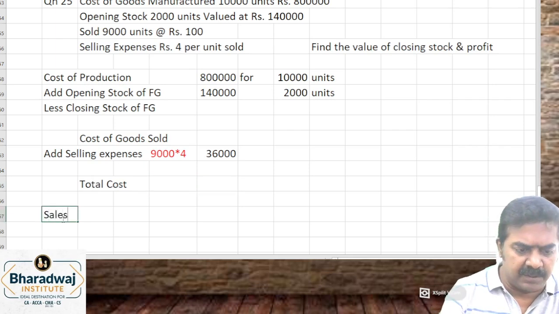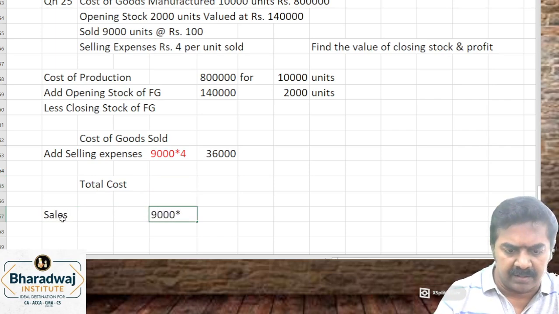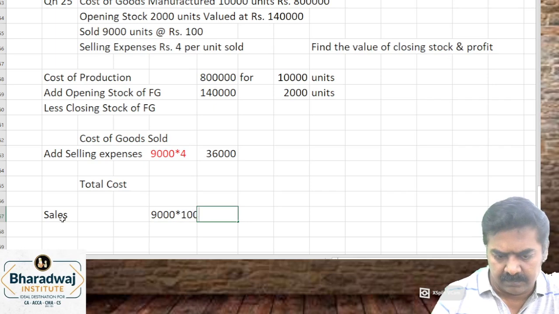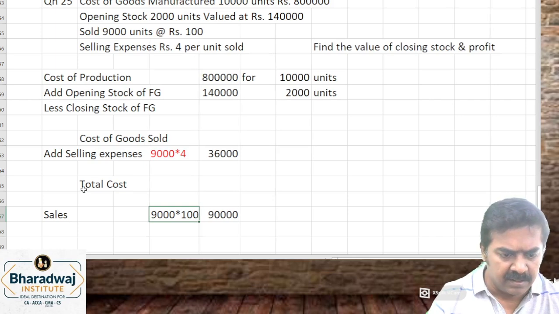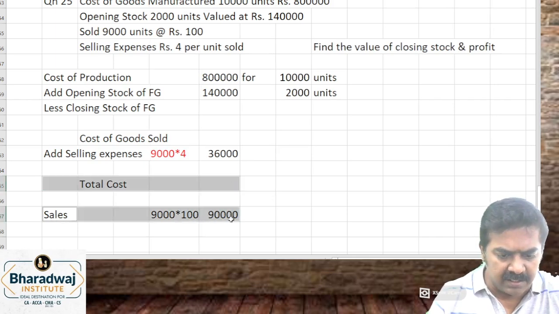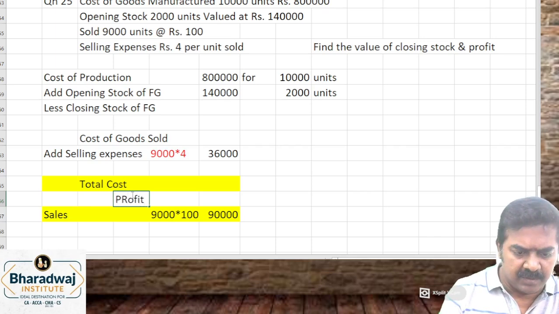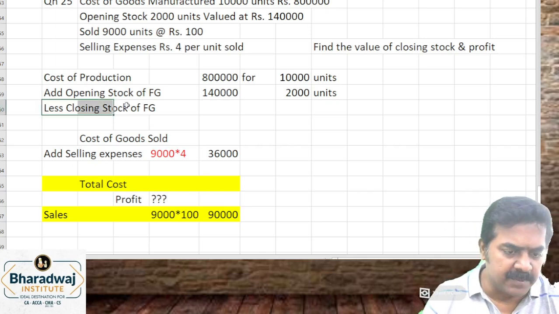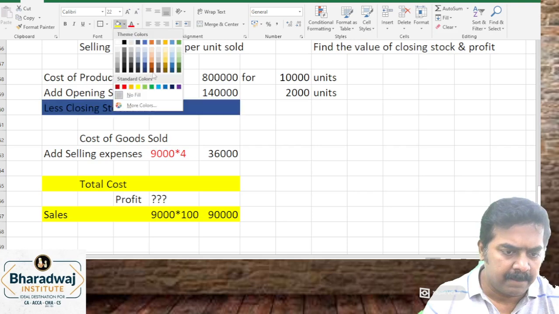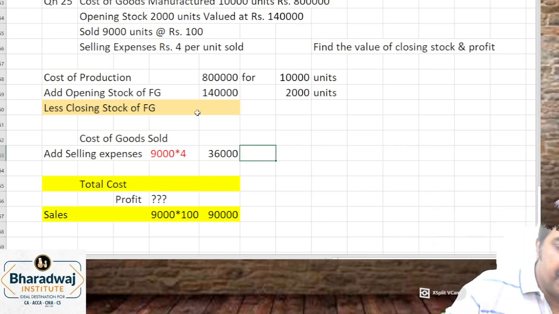Then the sales is given to us. What is the sales given to us? 9,000 into 100, 9 lakhs. The difference between total cost and sales will be which one? Profit. What is missing? Closing stock of finished goods is missing.